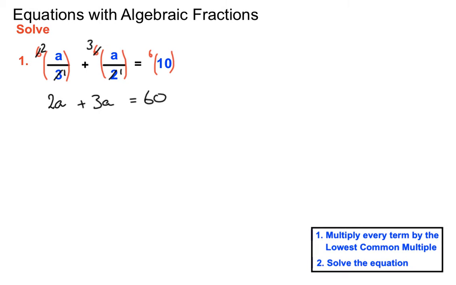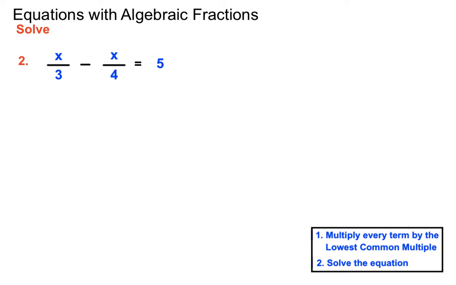Then we'll just solve whatever the resulting equation is. 2a plus 3a is 5a, and that equals 60. We'll divide both sides by 5 to solve this equation. A will equal 12. And of course we can check by substituting in the 12 wherever there's an a into our original equation, and we should have the left hand side equaling the right hand side. That's a good double check there. So what did we do? We multiplied through every term by the lowest common multiple of the denominators. And then we did a bit of cancelling and then solved the resulting equation.